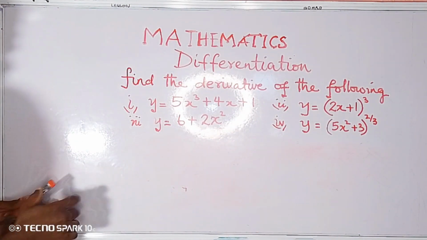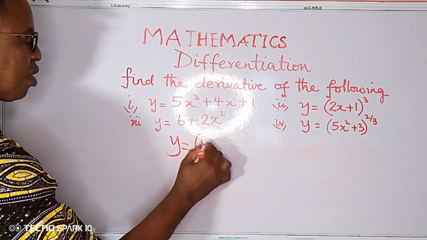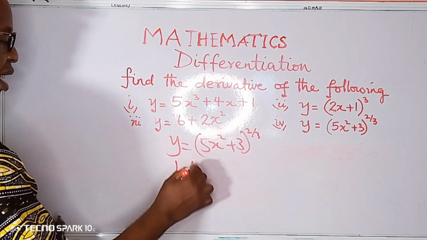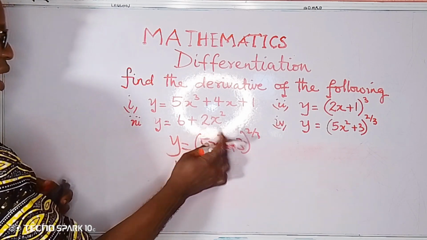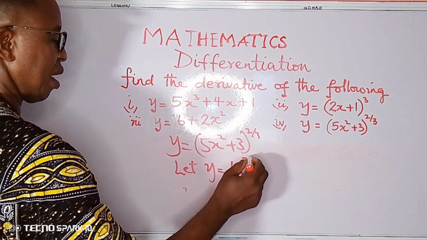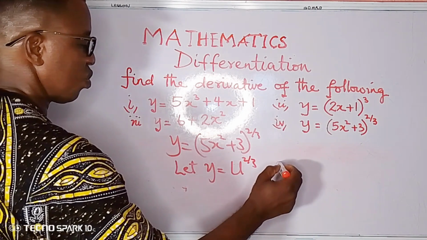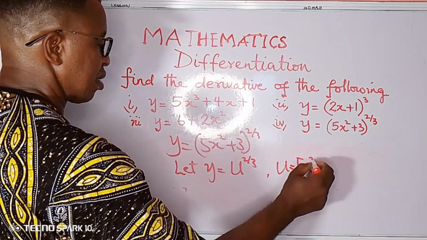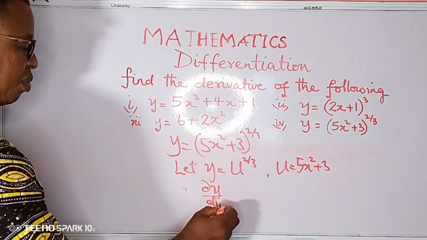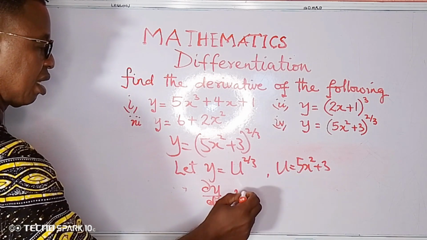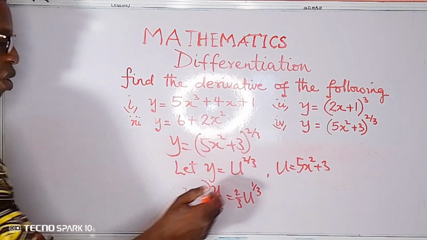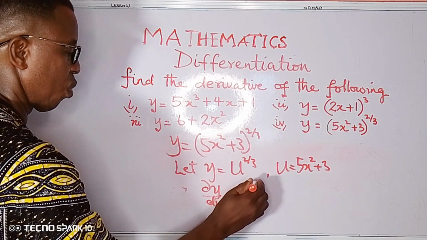Let us look at y equal to (5x squared plus 3) raised to the power 2 over 3. And I say here, let y be equal to u raised to the power 2 all over 3, where, of course, you know that u is equal to 5x squared plus 3. Now, the derivative of y here, dy/du, will be equal to 2 over 3 u raised to the power minus 1 over 3.